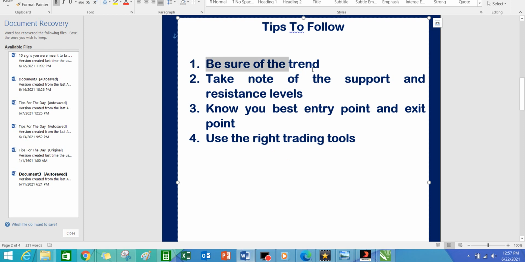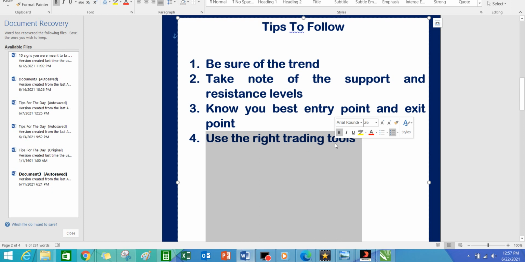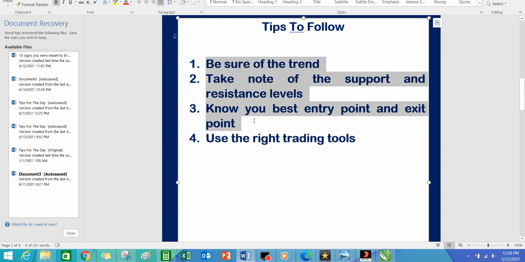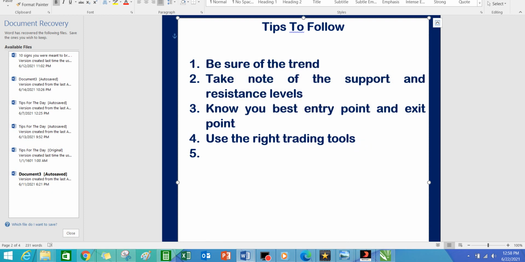These are some of the things you need to look out for in order to do it successfully. Number one, you need to be sure of the trend. Number two, take note of the support and resistance levels. I'm not going to waste your time on this. The third one, know the best entry point and exit point. The fourth one, use the right trading tools, because that will help you to achieve the first three. Then lastly, I will add the fifth one, which is very, very important: use the right lot size. Use the right lot size.